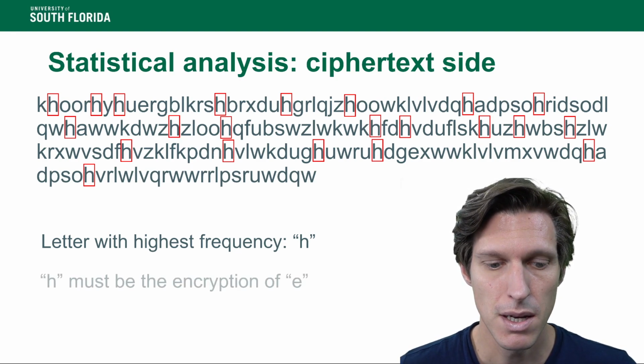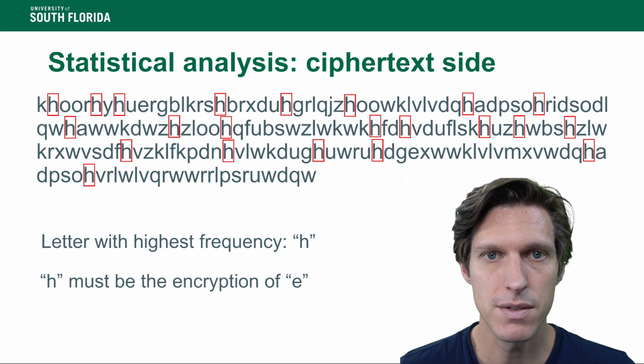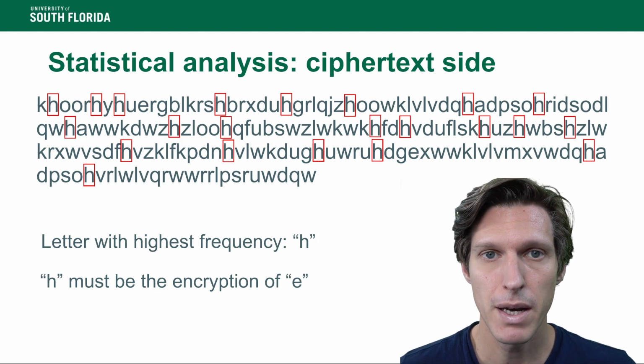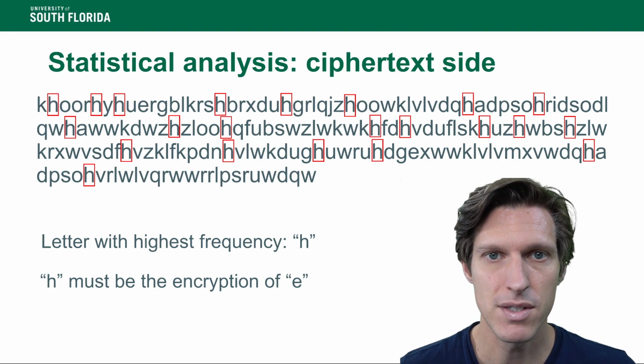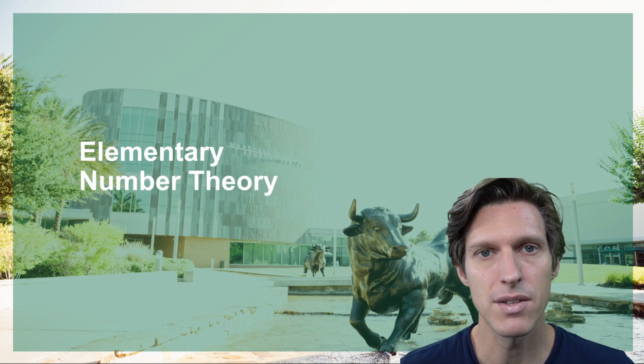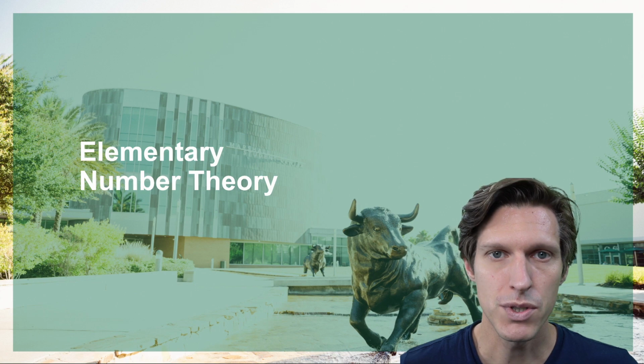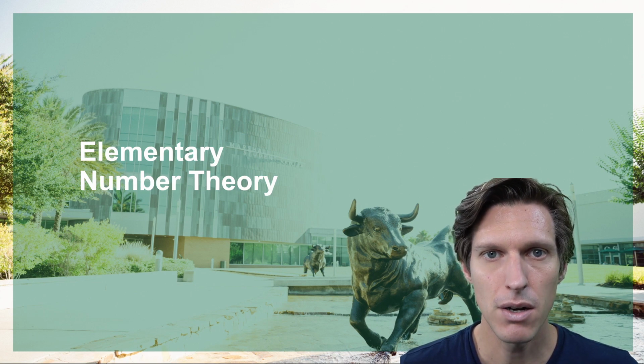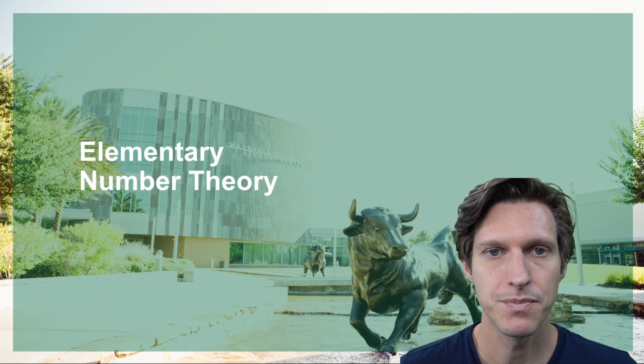But that means I learn the shift from E to H is a shift of 3. So that's it. I have learned the key just by looking at the ciphertext. It's really devastating. So this kind of statistical analysis and other statistical analyses are really important to see weaknesses in ciphers. Now, our last topic we want to discuss is number theory.